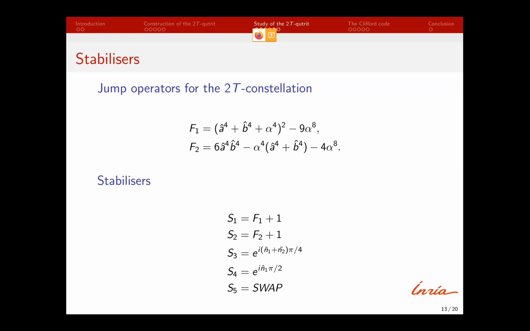And so they correspond to quantities that are invariant. All the states in the qubits have 0 photons in the first mode, and they have 0 mod 4 photons in total if you sum the photons of the two modes. That's what is said by the stabilizer as well. And then we have a third stabilizer that is the swap gate, swapping the two modes.